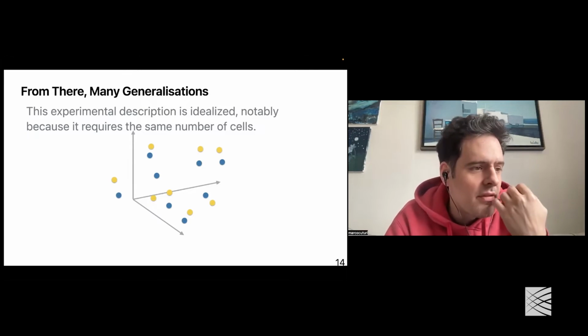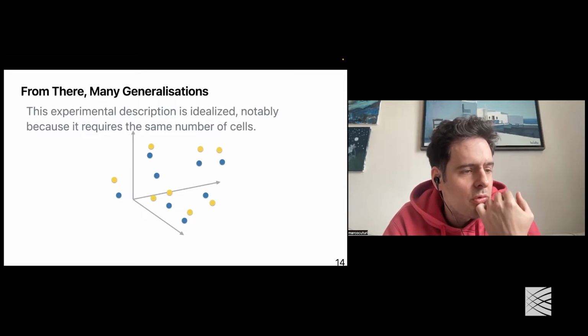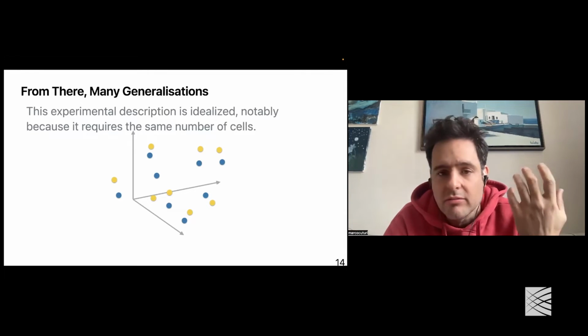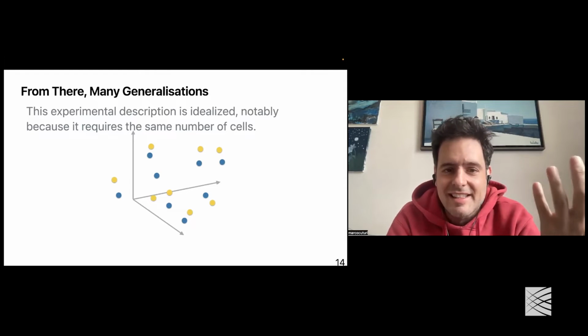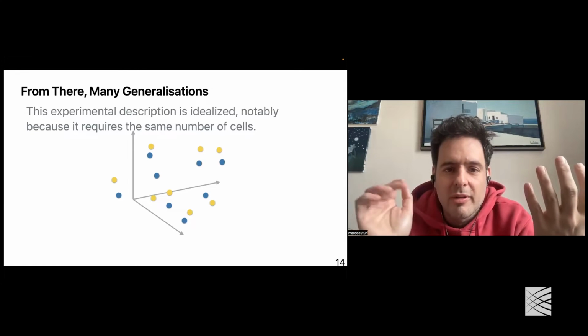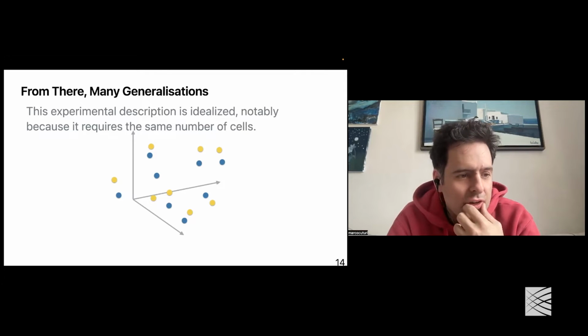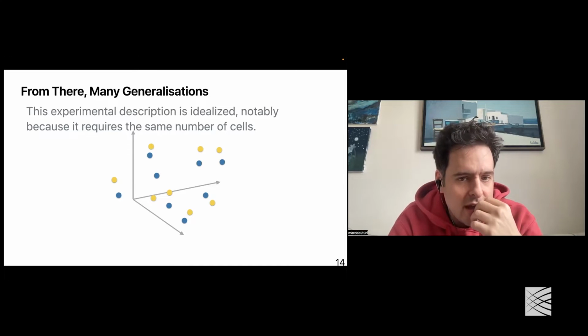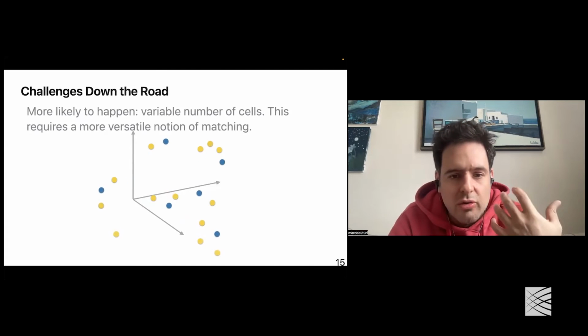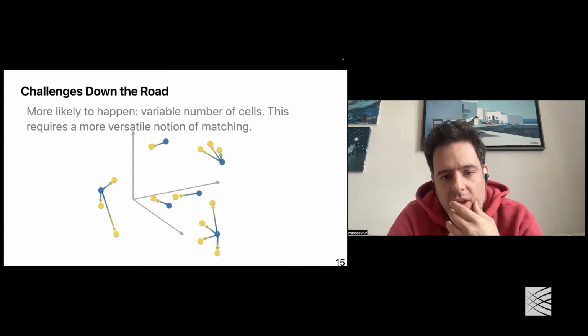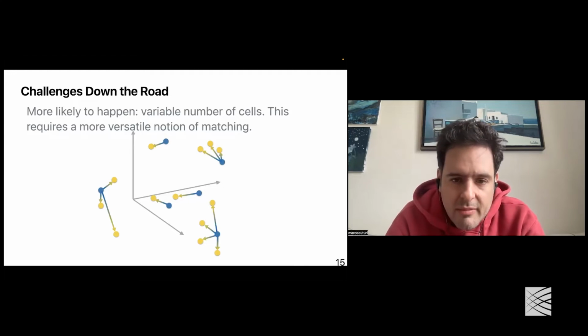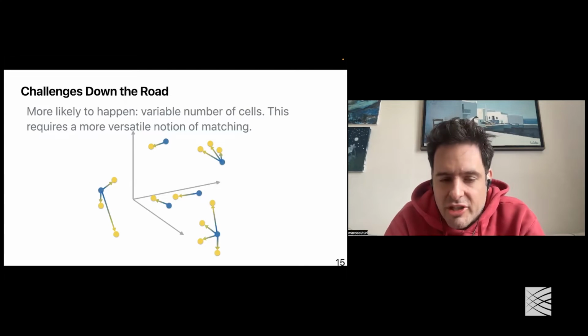Of course, there would be a very naive way to get around this, which would be to throw away data. If I have, let's say, 10 cells and 12 cells, then I would just randomly throw away 2 of the cells that I got at time 6 hours. But that sounds not very clever, and so we need to provide a nice solution to this problem. You might imagine settings where the number of cells is not necessarily the same, and so you will need to do some kind of generalized matching.